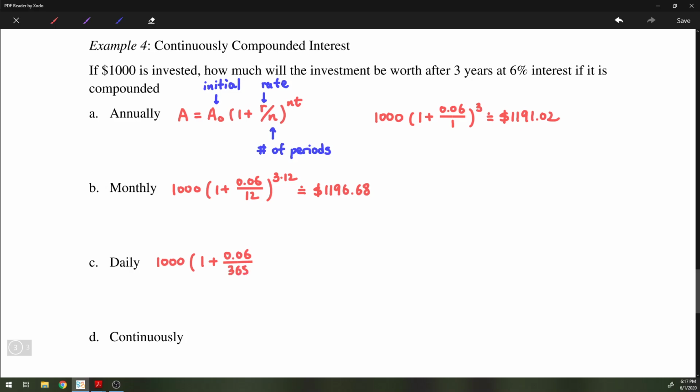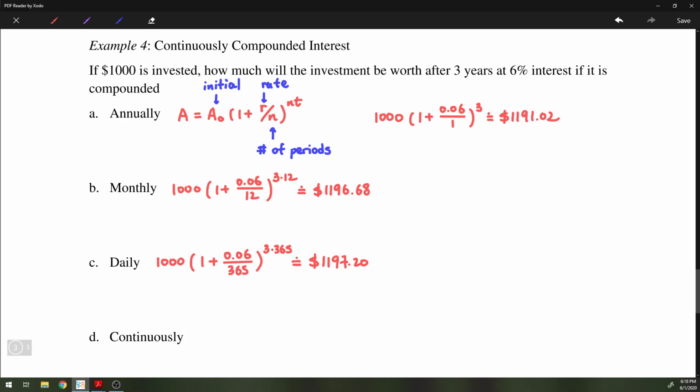In that case, daily, same thing, except we'll be dividing by 365. So this would be 3 times 365 here. The amount is still going to be greater at the end, but not by as much. So it's going to be $1,197.20.